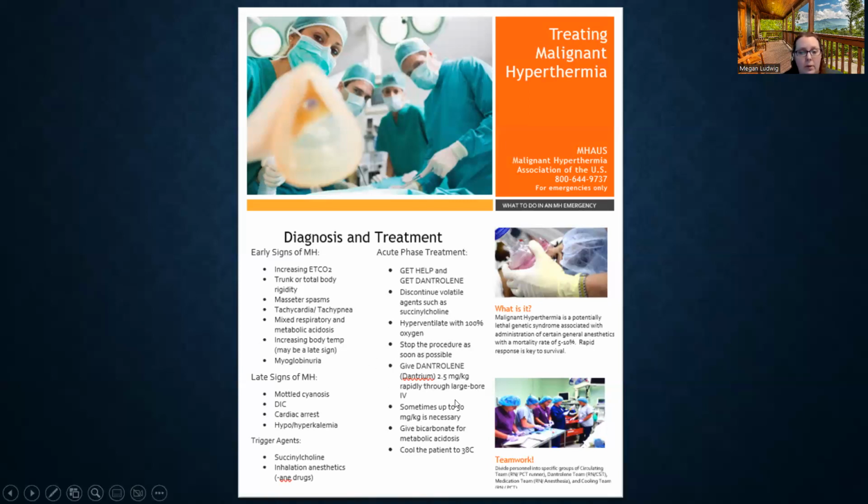So you have to have a lot of dantrolene. You also will be giving them dantrolene for days because they could revert back to these signs of MH. So it takes a long time to treat and fully get that out of their system.